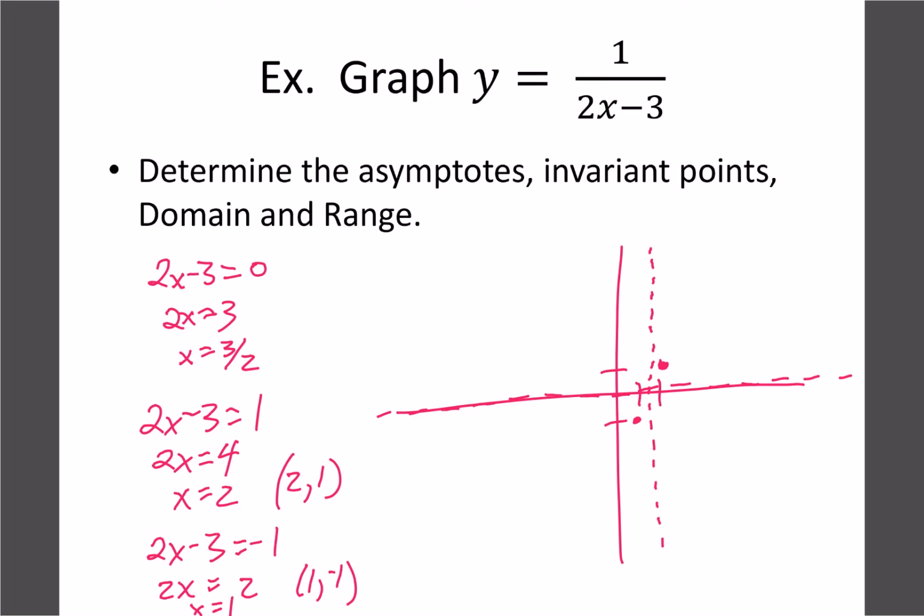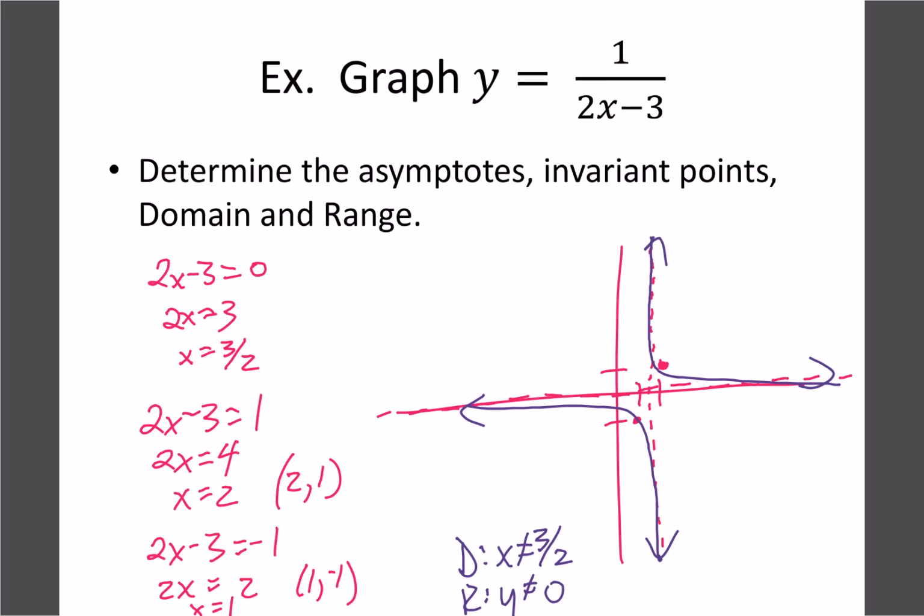We can draw our graph now. We just basically draw our curves in each quadrant again. Make sure we go through our invariant points, and we're done. So domain again would be any real number except for that asymptote line, so 3/2. And our range would be any real number again except for our horizontal asymptote, which is 0.